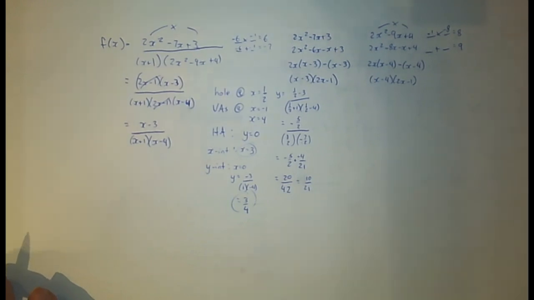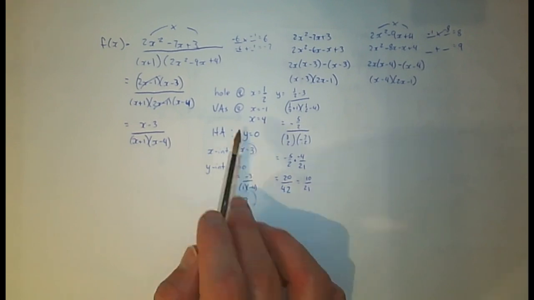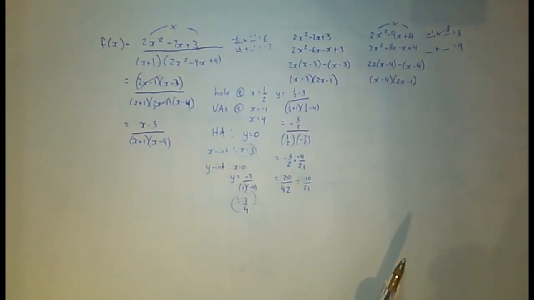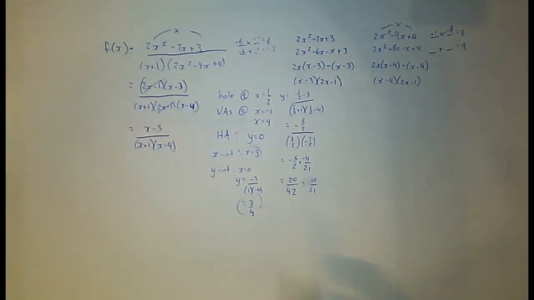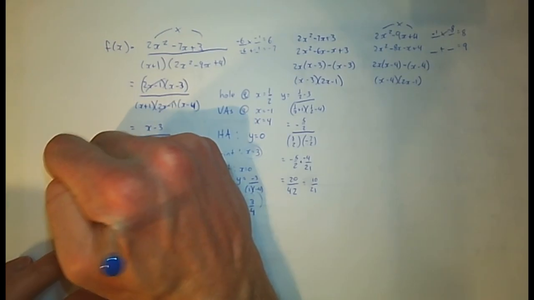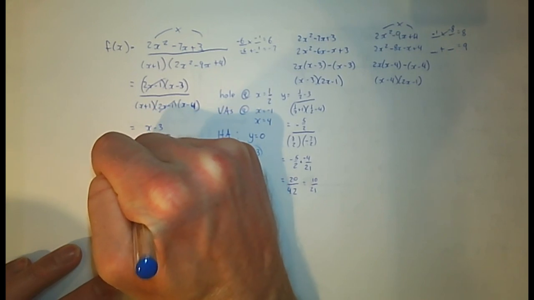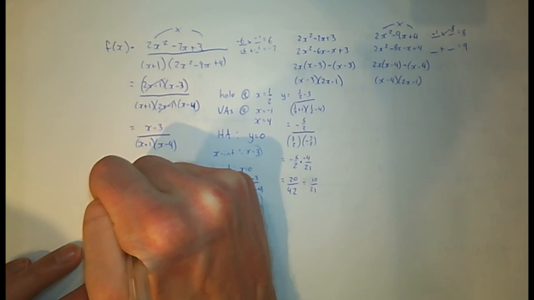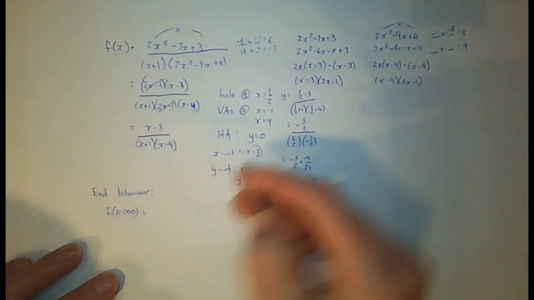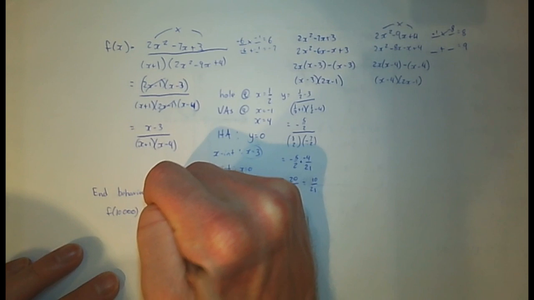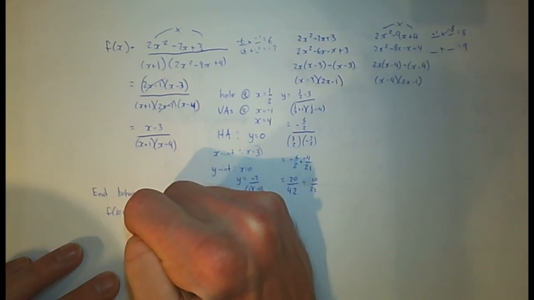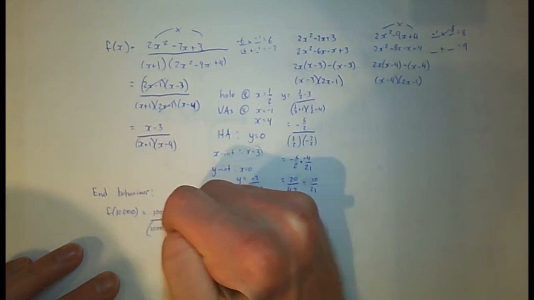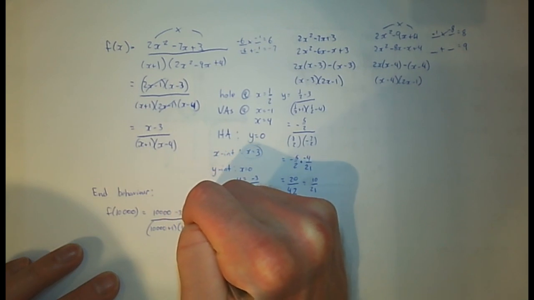So let's look at end behaviors now. And so end behaviors, we can anticipate them approaching our horizontal asymptote. But the best way of testing it is to put a very large value in our function. So we can test for our end behaviors. We're going to put in f at 10,000, which will be 10,000 minus 3 over 10,000 plus 1 times 10,000 minus 4.